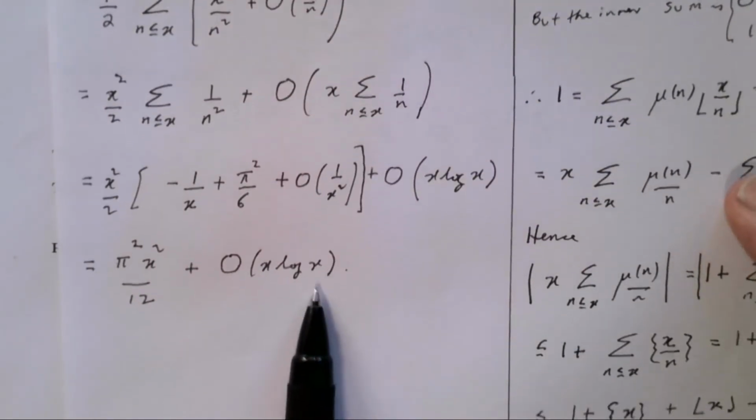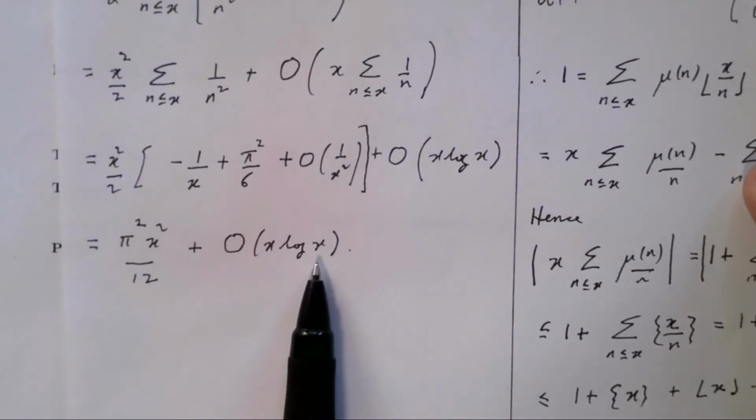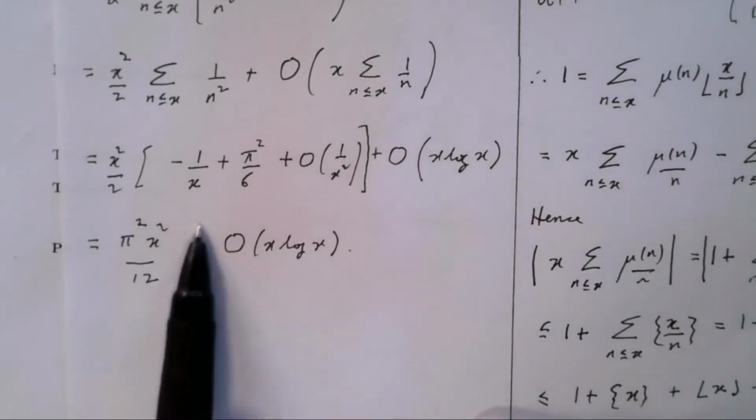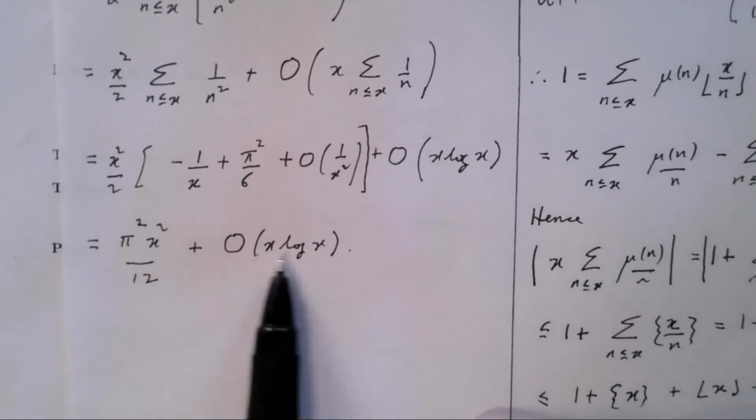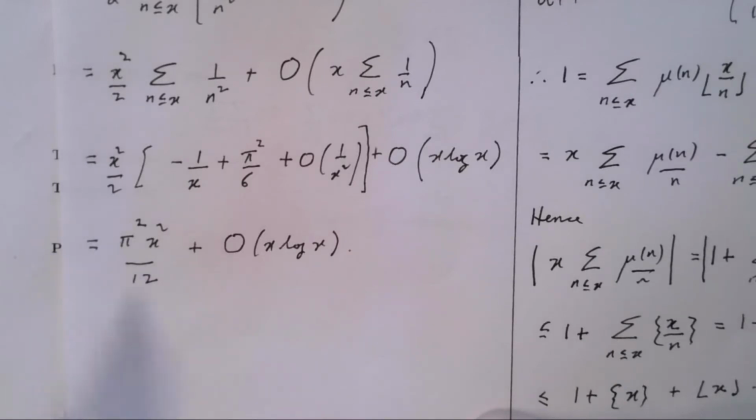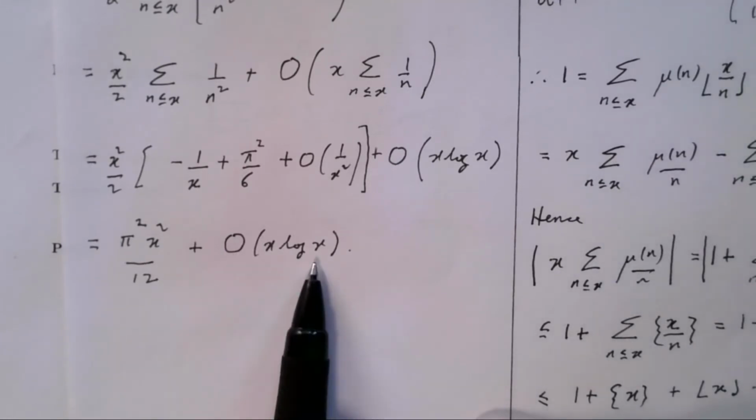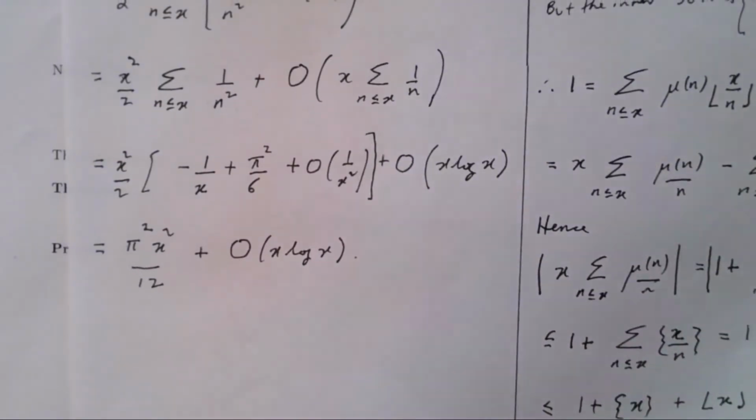So that says that the partial sums of the sum of the divisors is pi squared x squared on 12, and the error is about x log x. And if we take the average of this by dividing by x, we just get pi squared x on 12 plus big O log x. So that is a very nice result.